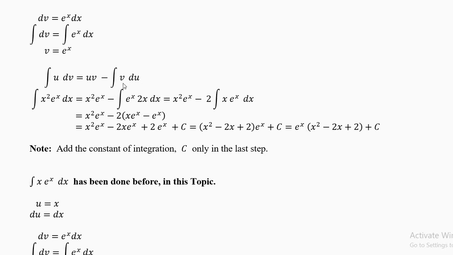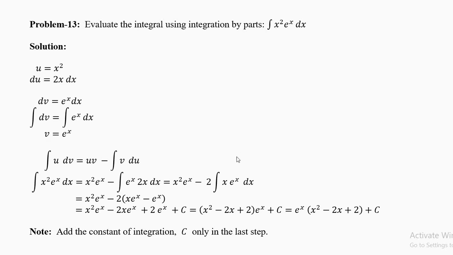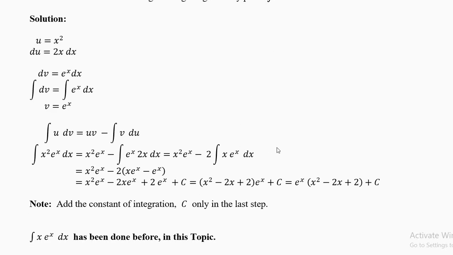Now v is how much? E power x. Du is 2x dx. This 2 will come out, you will get minus 2 integral x e power x. So look, we started with power 2, it became power 1 now. X e power x. Now x e power x we have done before.